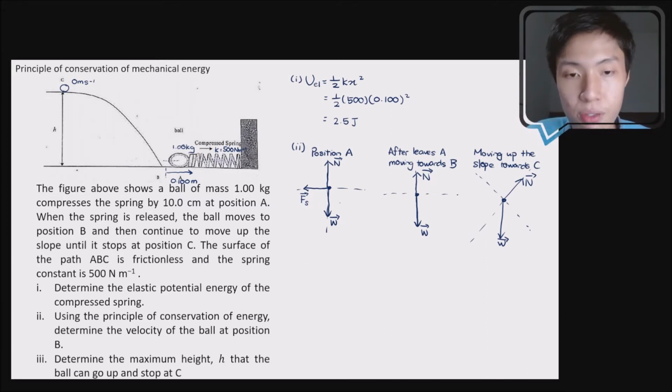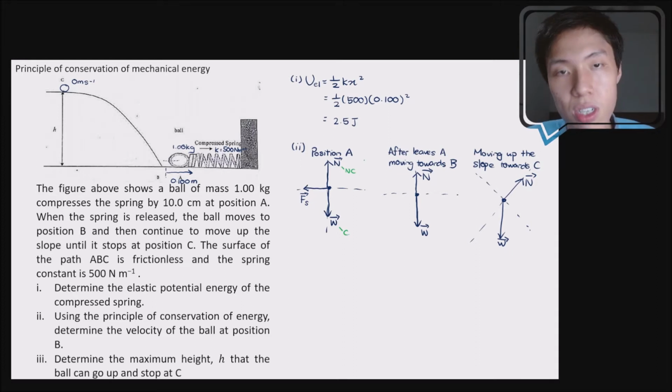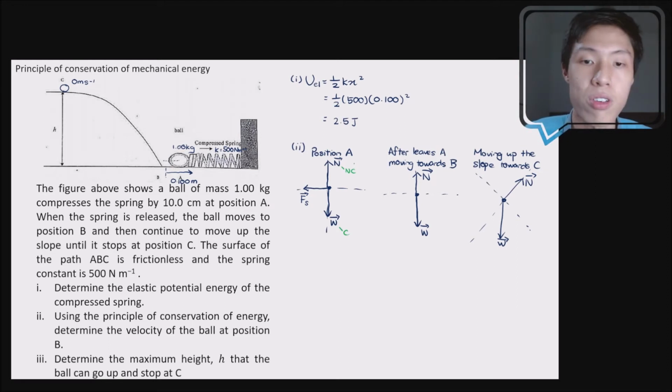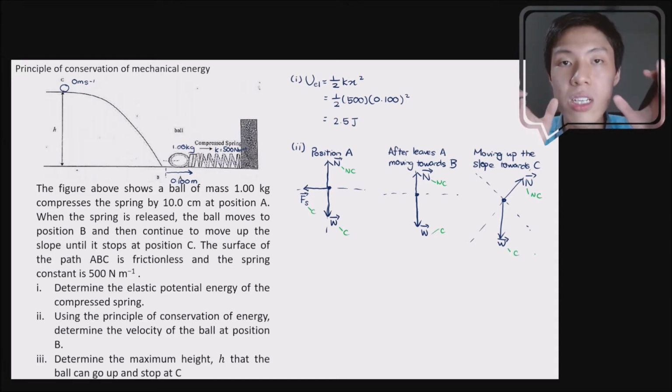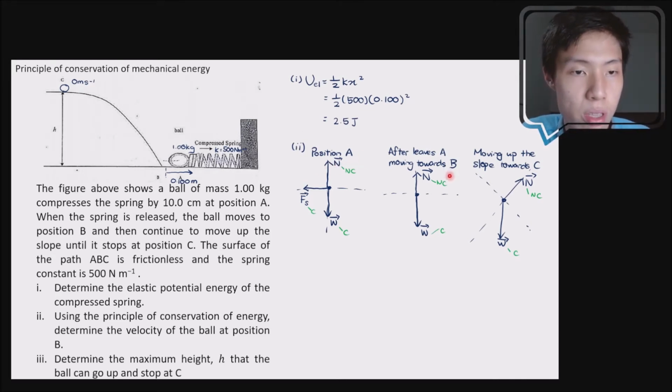Weight is a gravitational force. We learned that gravitational force is conservative, so let's label it C. Normal force is a non-conservative force. The only conservative forces that we learn in our syllabus are just gravity and the restoring force of a spring. So this is again conservative. So normal force, non-conservative. Weight here is conservative. Next, we check whether the non-conservative forces are doing work or not. Normal, non-conservative; normal, non-conservative.